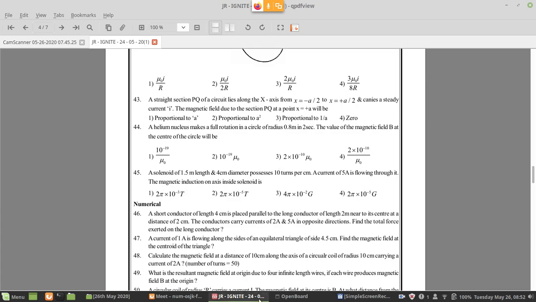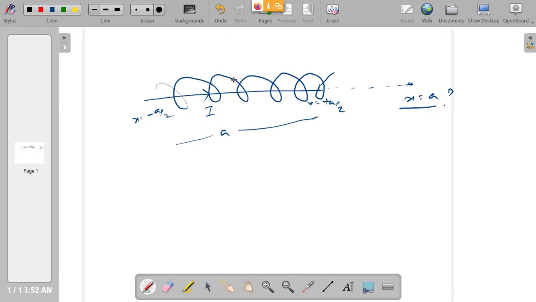Come on. So many examples we have discussed now. You have to remember this. See, magnetic field will to the sides will be there.